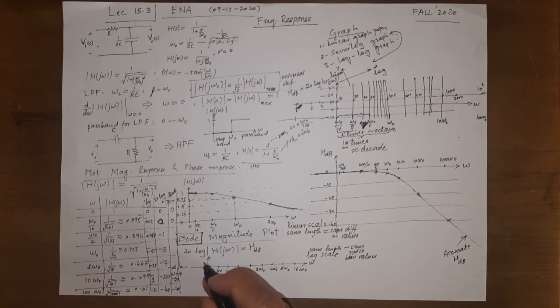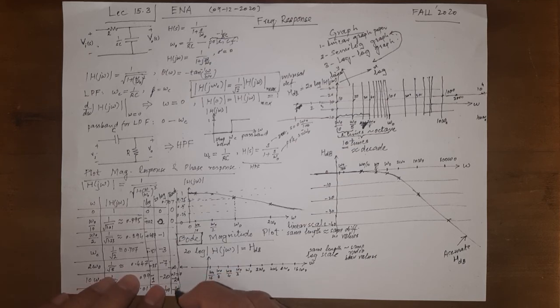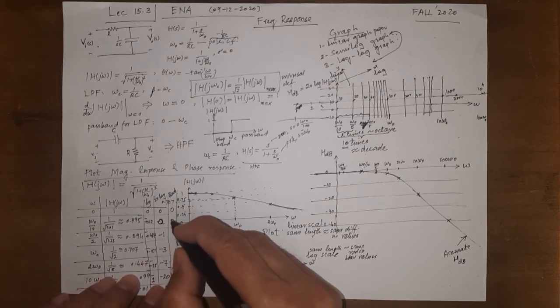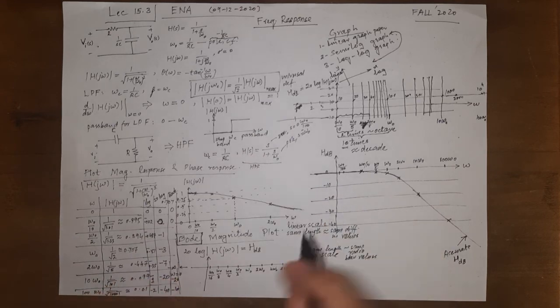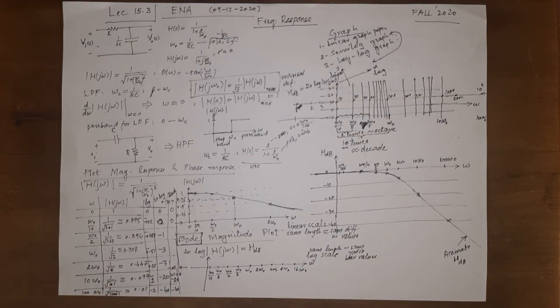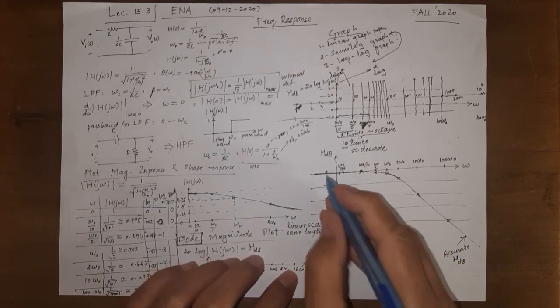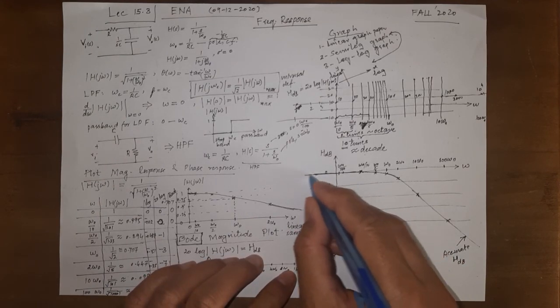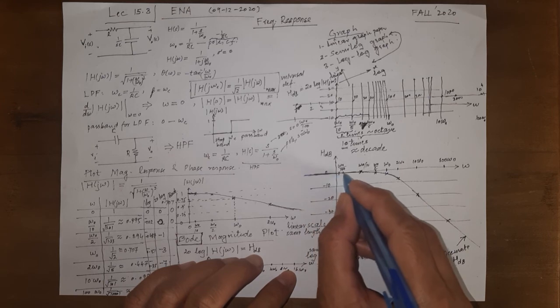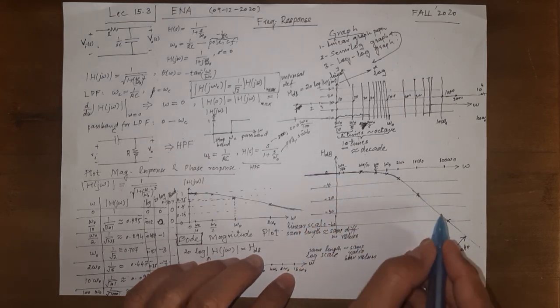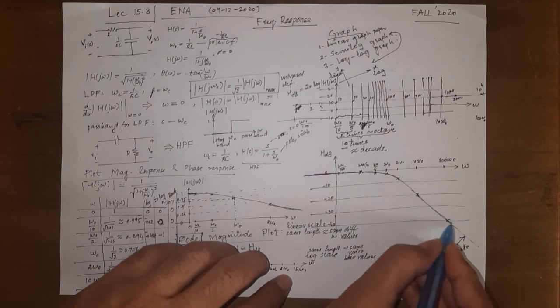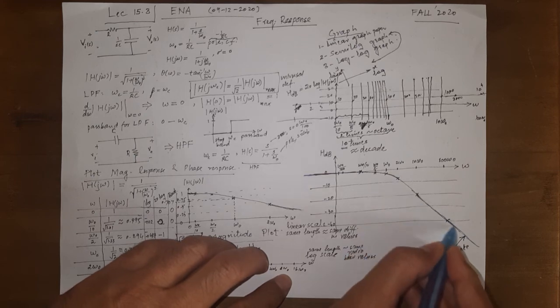For 1000 times omega naught, it is minus 60, minus 80, and so on. So basically, it's a straight line here at 0. Let me change the color of the pen just to mark this approximation. So Bode said we are experiencing that for lower frequencies, it is this straight line, and for higher frequencies, it is this straight line.